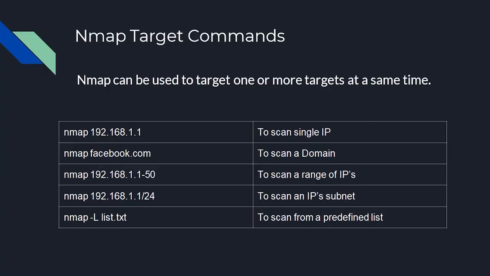So the next one is Nmap target commands. Nmap has the capability to scan multiple targets at the same time. So let's go one by one. For example, the first command is nmap and the IP. This is used to scan a single IP address. Let me show you how to scan this.